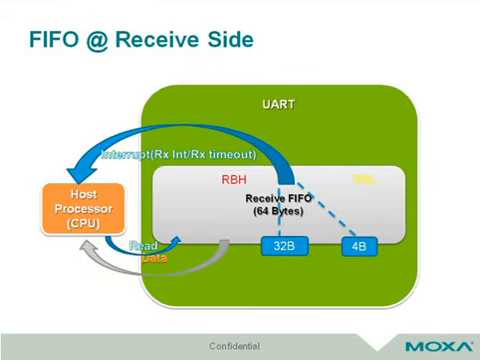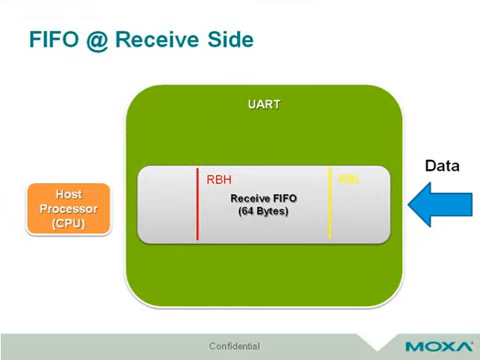For the receive FIFO, there are 2 situations that UART will send interrupt to CPU. One is that data in UART is over 32 bytes. The other is that receive timeout happened. Each one of the situations happens, it will trigger CPU to read the data in UART.